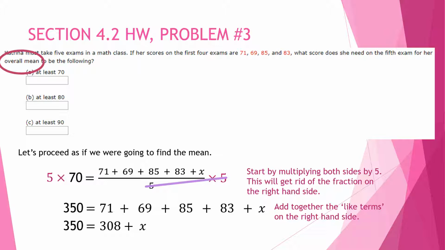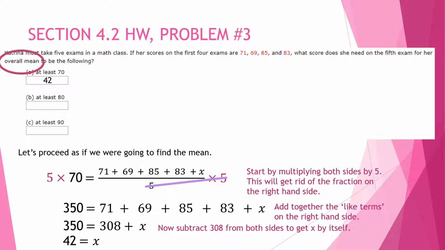And I'm sure you know what to do next. You just need to subtract 308 from both sides to get x by itself. If you subtract 308, that leaves you with x equals 42. So Katrina only needs to make a 42 on her last exam for her overall test average to be a 70.